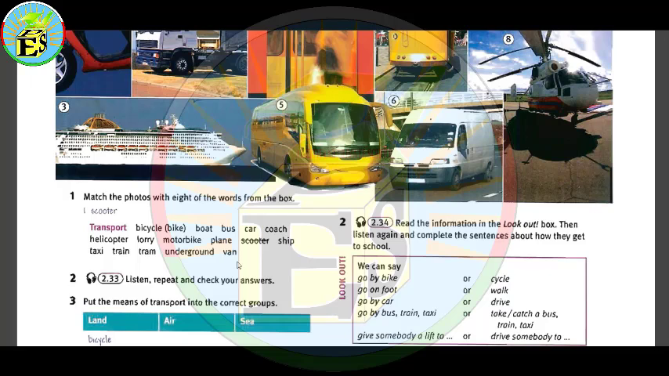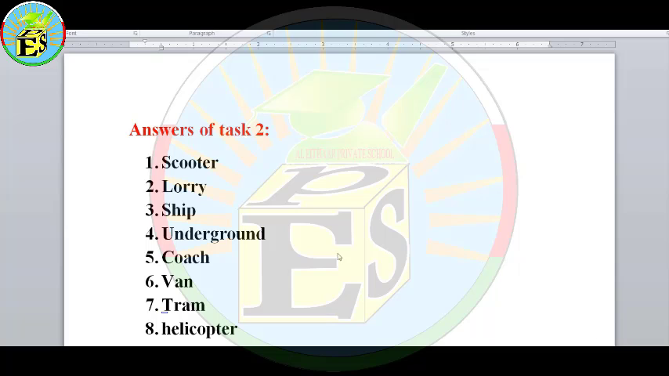So after listening to the audio of activity number 2, right now we will move and check our answers from 1 to 8. Here you have the answers of the pictures that you have at the beginning of this page, and the answer of number 1 is scooter. The second one, we call this a lorry. The third one is ship. The fourth one is underground.